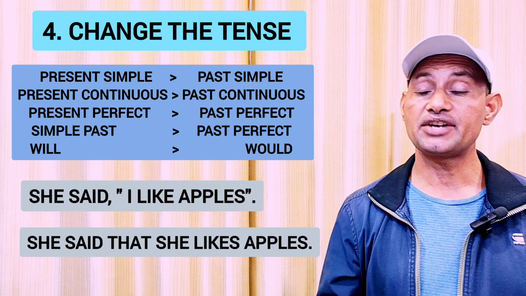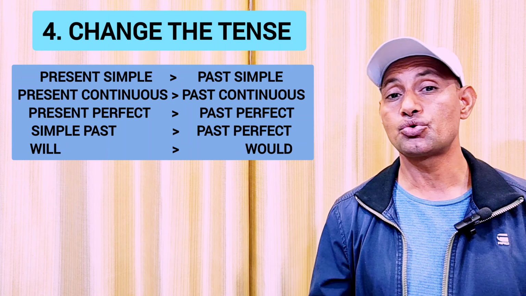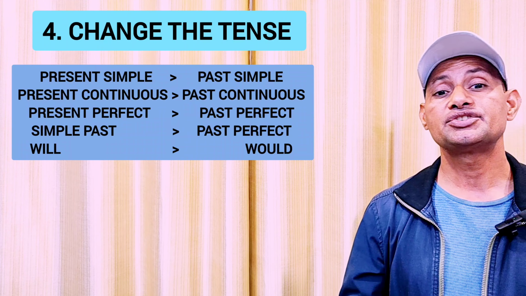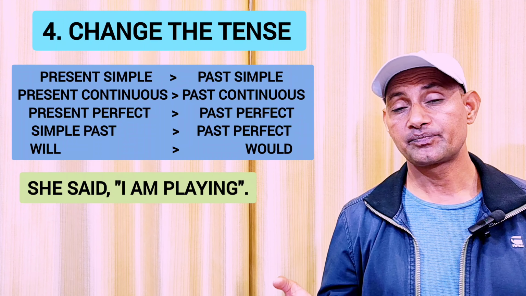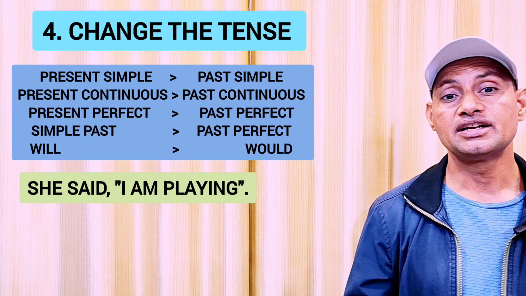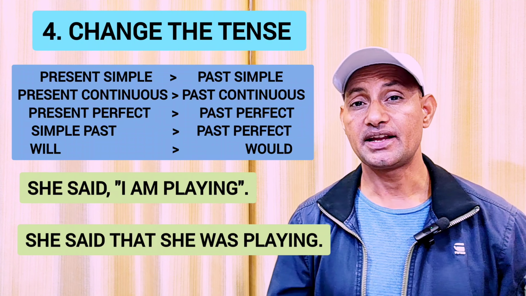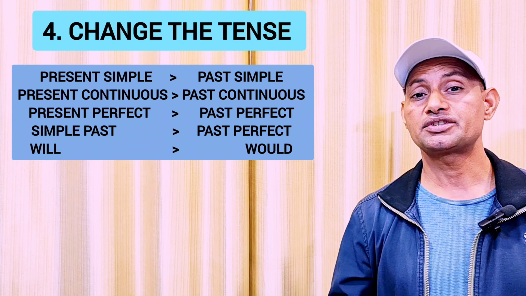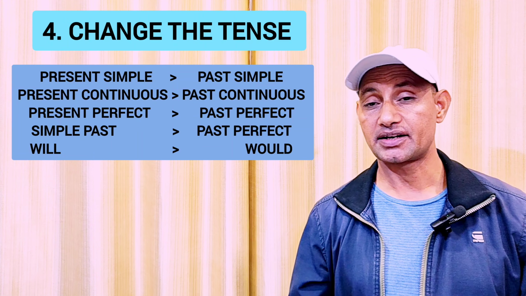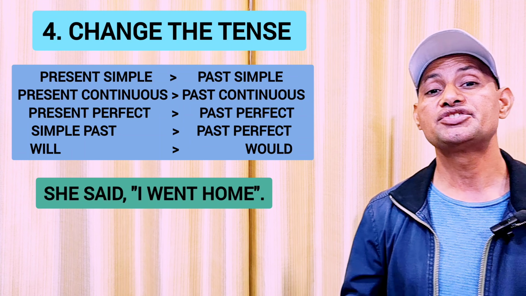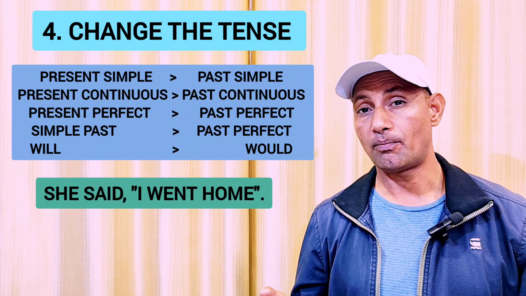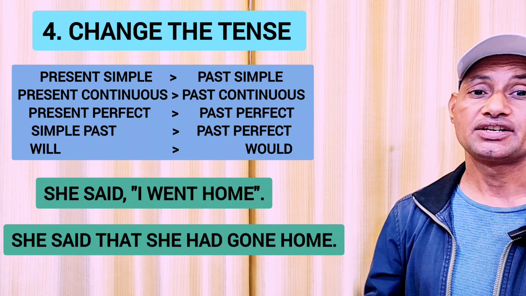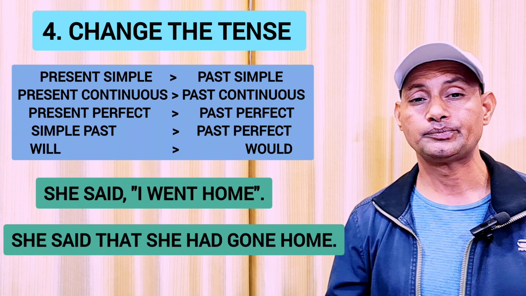The next one, present continuous, will change to past continuous tense. For example, she said, "I'm playing." And in the indirect way, she said that she was playing. And the next one, simple past, is going to change to past perfect. For example, she said, "I went home." And in the indirect way, she said that she had gone home.